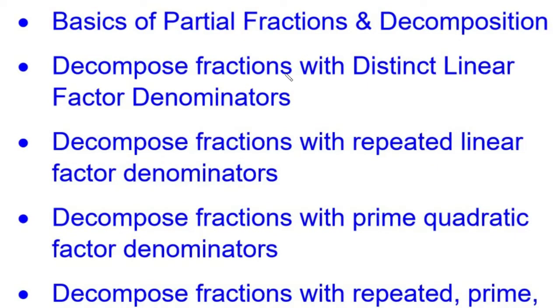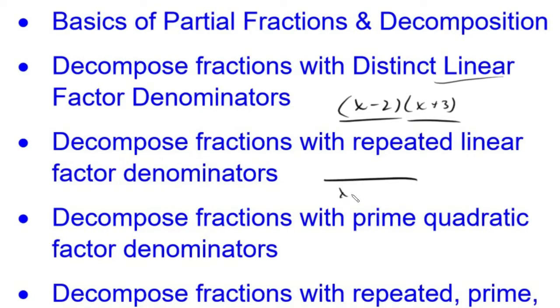So we're going to go over the basics of partial fractions and their decomposition. And then we're going to decompose fractions with distinct linear factor denominators. So stuff like x minus 2 times x plus 3. Those are distinct linear factor denominators because x minus 2 is a linear piece and x plus 3 is also linear. And then we're going to decompose fractions with repeated linear factor denominators. So something like a denominator of x minus 2 quantity squared, right? That's a repeated, because it's squared, linear factor denominator.